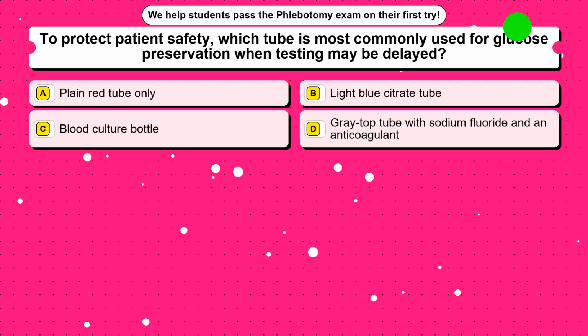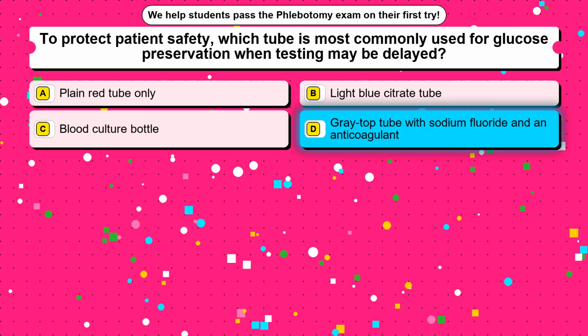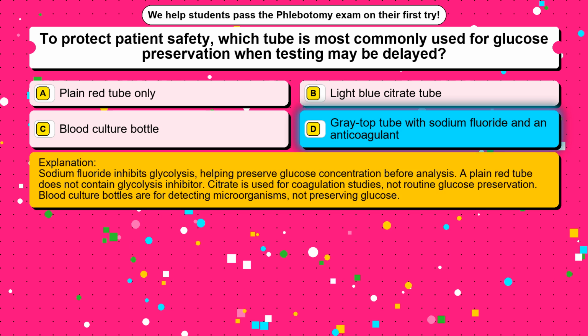Question 60. To protect patient safety, which tube is most commonly used for glucose preservation when testing may be delayed? Option A, plain red tube only. Option B, light blue citrate tube. Option C, blood culture bottle. Option D, gray top tube with sodium fluoride and an anticoagulant. The correct answer is option D. Gray top tube with sodium fluoride and an anticoagulant. Sodium fluoride inhibits glycolysis, helping preserve glucose concentration before analysis.